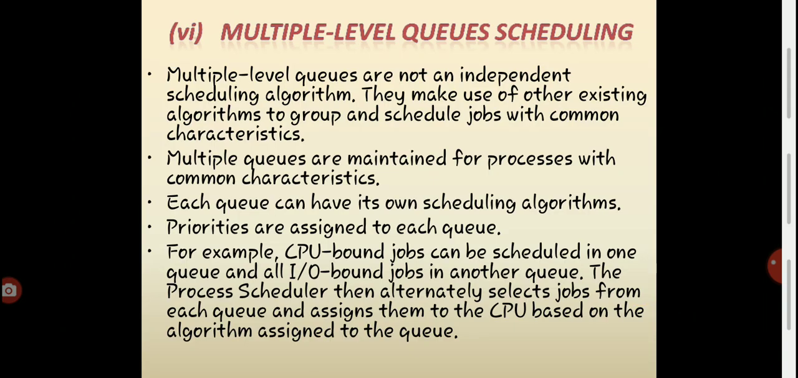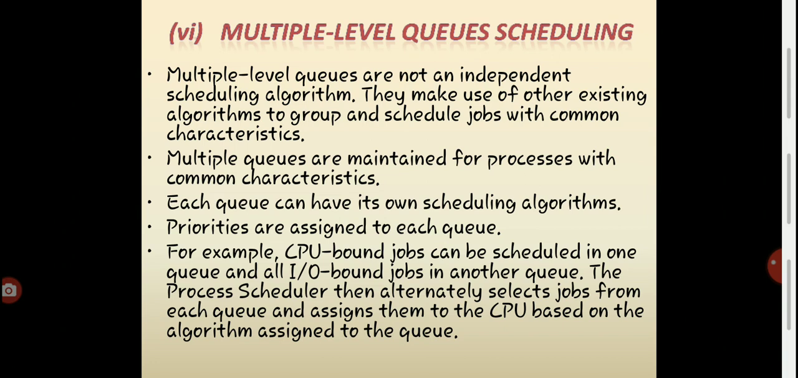Right. Then multi-level queue scheduling. In multi-level queue scheduling, priority is given to jobs depending on different requirements. For example, CPU bound jobs can be scheduled in one queue and IO bound jobs will be scheduled in another queue, right? So the processes of different requirements will be scheduled in different queues. Every queue is given one level of priority. So this is called a multi-level queue.